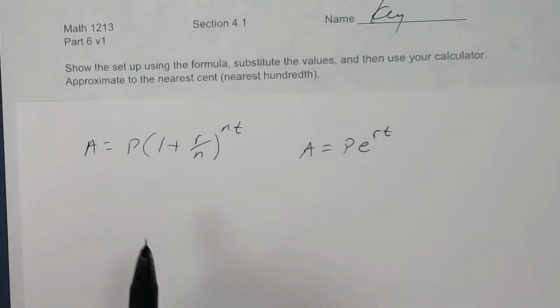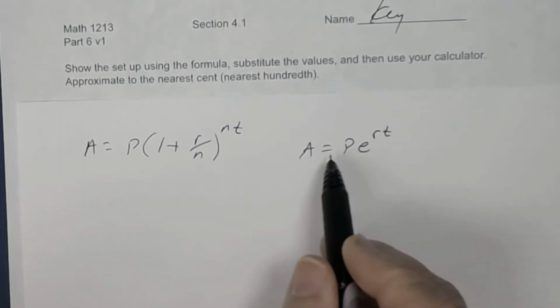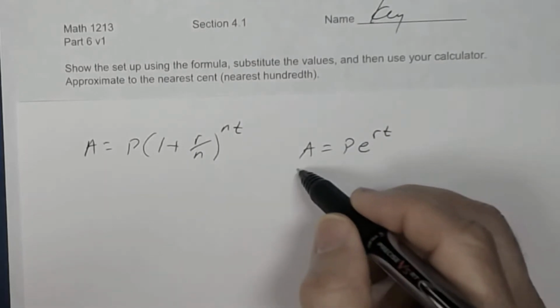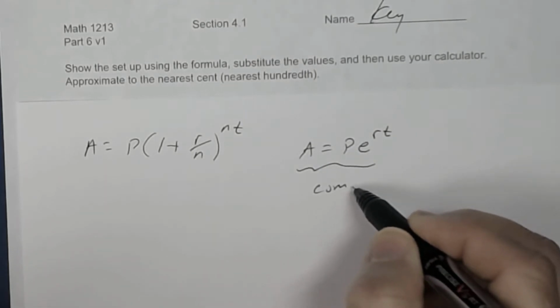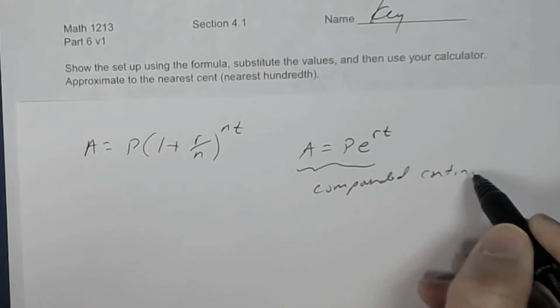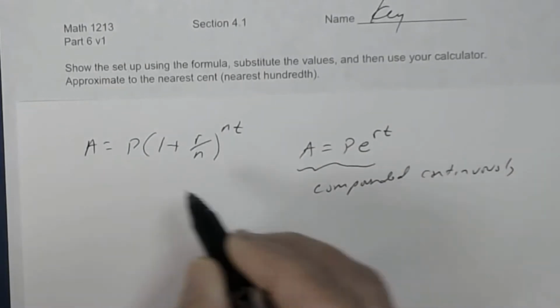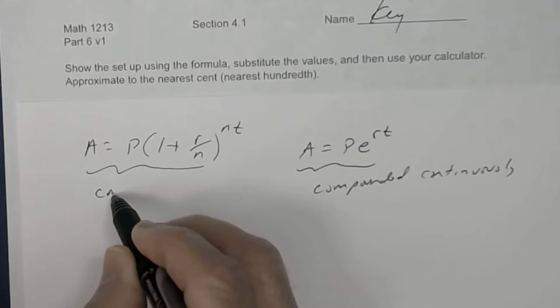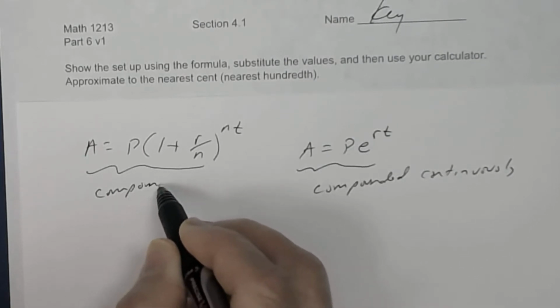All right, now remember you're going to use this when you're told that it's being compounded continuously. That's when you use this. And you're going to use this when it's being compounded a finite number of times.